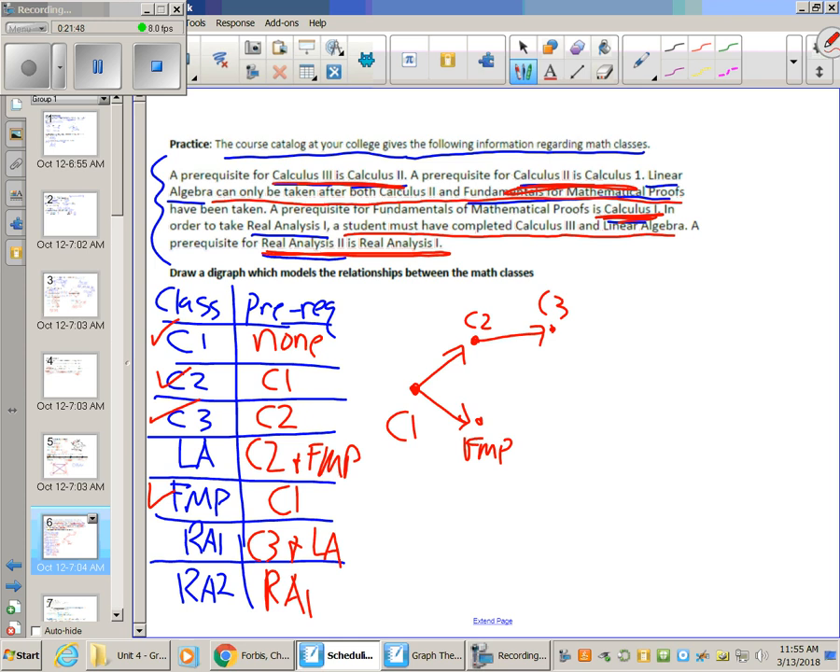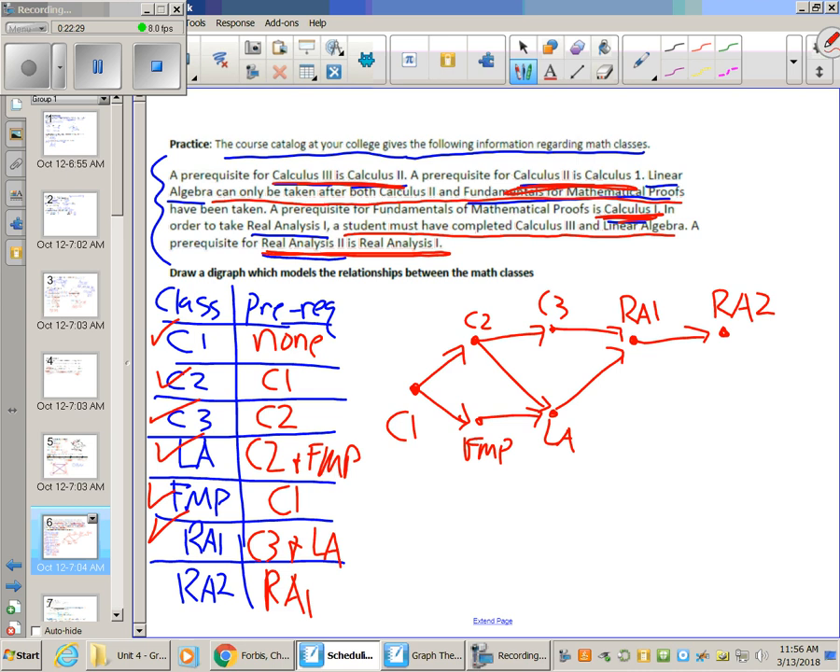If we keep going down the list, you notice that linear algebra has two prereqs, so it's going to have two things pointing at it: Calc 2 and fundamentals of mathematical proofs. I have to take those two classes. Those two classes have to point at linear algebra in order to signify my prereq. Okay, lastly, from there, real analysis 1, I have to take Calc 3 and linear algebra. So these two courses have to point at real analysis 1. And then lastly, I have to take real analysis 1 before I can take real analysis 2.